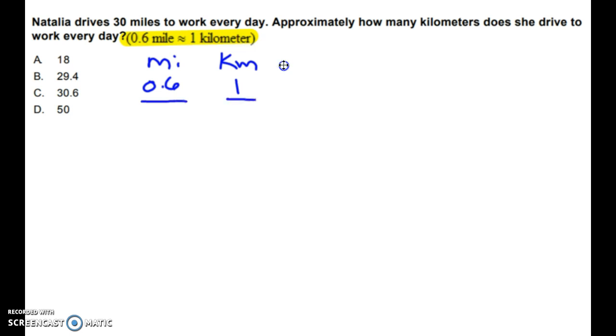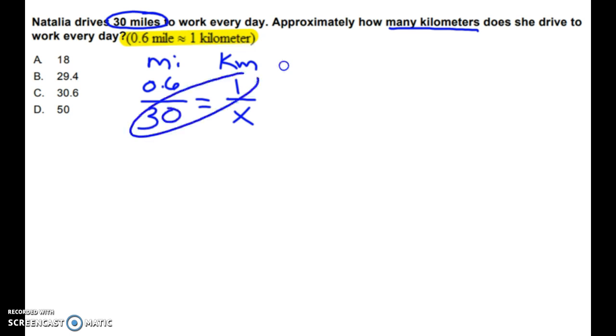So now again, I'm going to keep the kilometers on the right side, the miles on the left. What was the other thing that we were looking for? Well, we know that she drives 30 miles to work every day. How many kilometers? So we're not sure how many kilometers, but the miles is 30. So again, we cross multiply. 30 times 1 is 30. When we divide by 0.6, we get 50 kilometers.